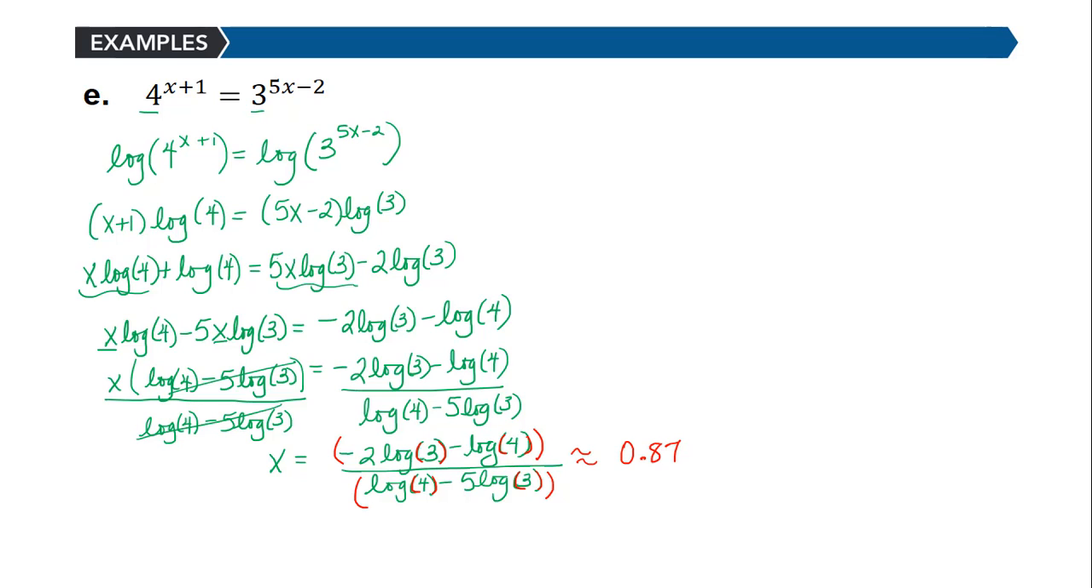But the exact answer in my solution set would be this: negative 2 log 3 minus log 4, all divided by log 4 minus 5 log 3.